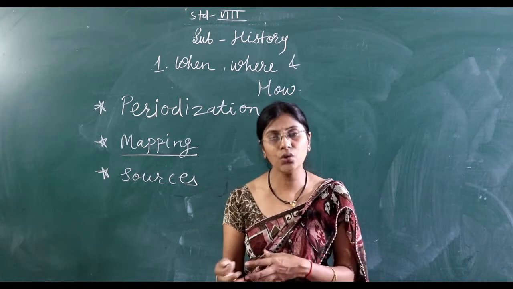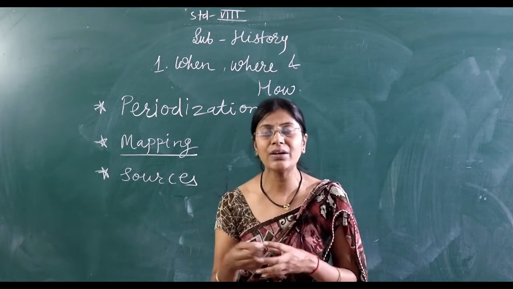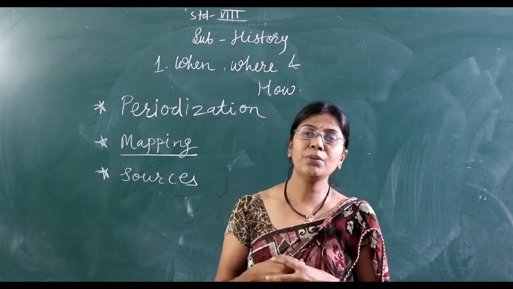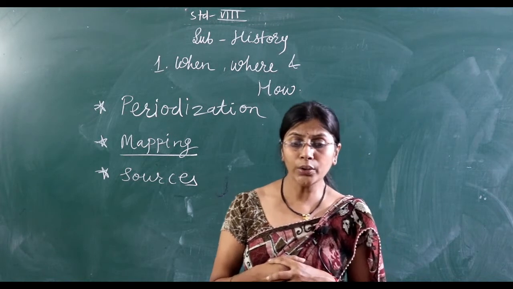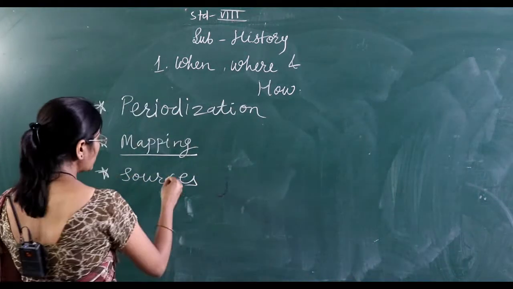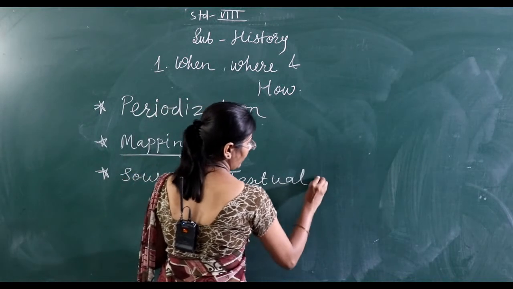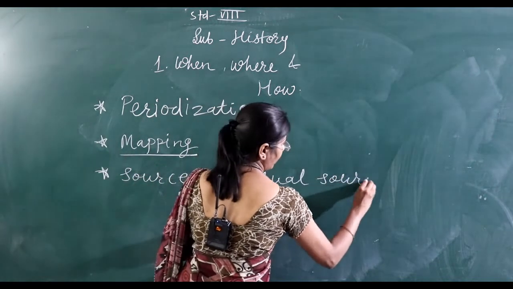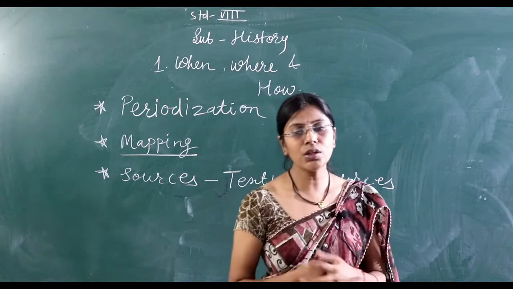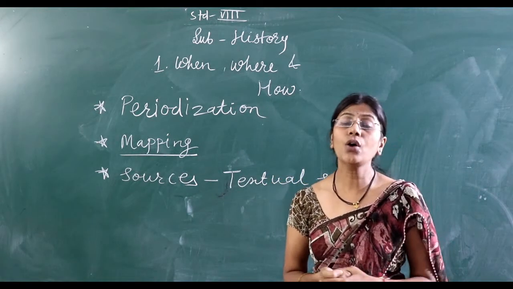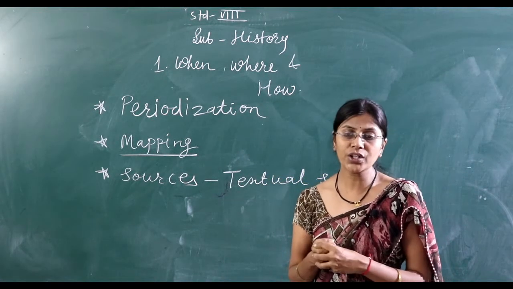And textual means the written sources, that is, everything in written form. So in the textual sources, the first one is the official record. What is meant by the official record?